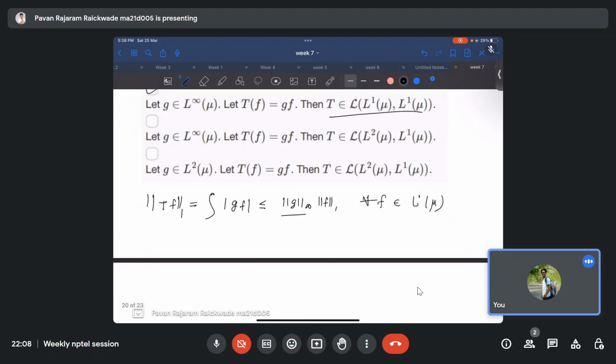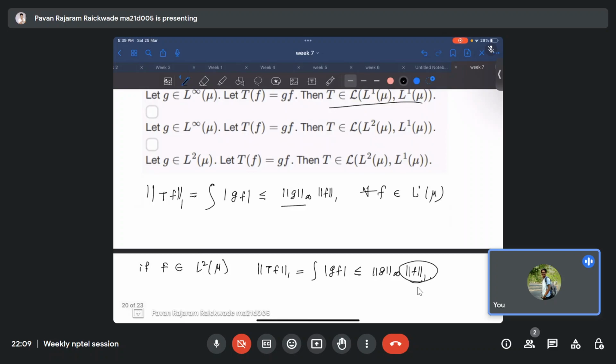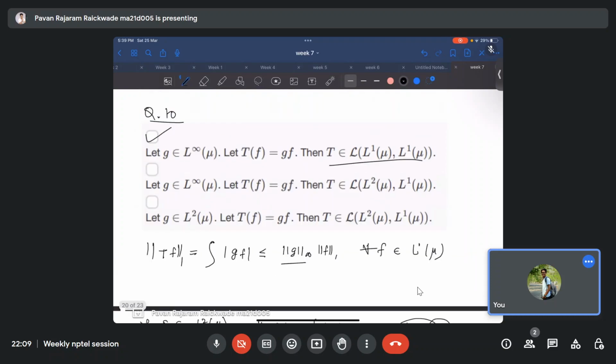How about the second? If f belongs to L2 mu, T is sending every element to L1 space. So we take the one norm of Tf, which is the integral of modulus of gf, and this is again equal to the norm of g infinity times the norm of f in L1. What we need is that this should be less than or equal to some constant times the norm of f in L2, but we cannot express this quantity in terms of the 2 norm of f. So I think this is wrong.